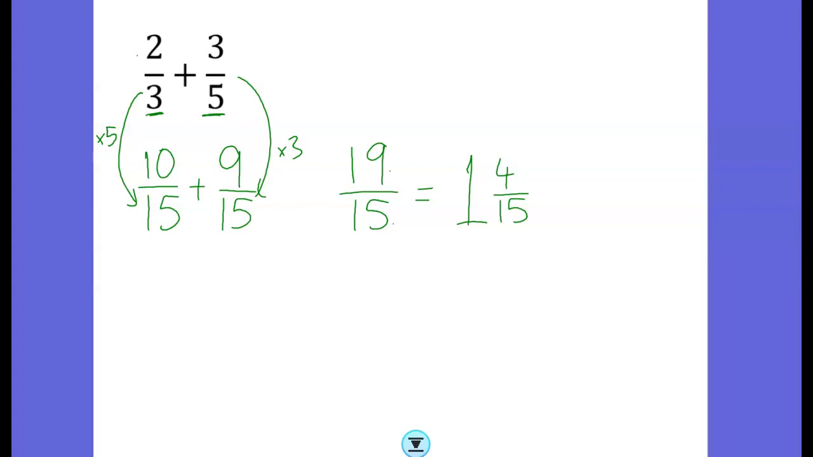So there you go, adding fractions. The key thing is look at the denominators, find a common multiple, then use equivalent fractions. So whatever you multiply the bottom by, do the same to the top, and then you're there. Okay.